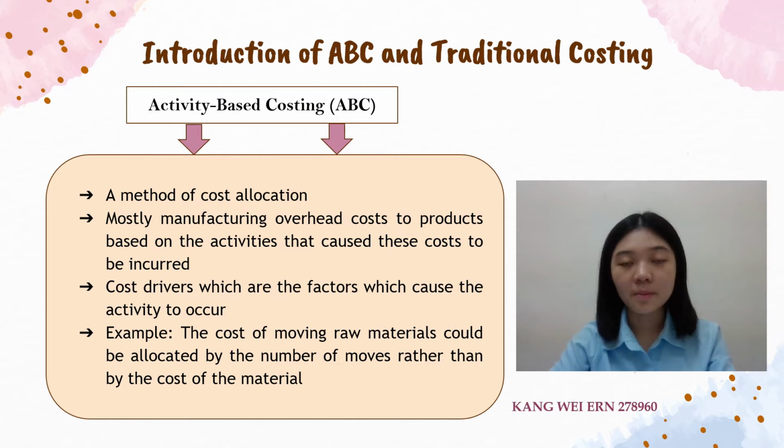Let me start with what ABC is. ABC stands for activity-based costing. Activity-based costing is a method of cost allocation. It is mostly manufacturing overhead cost assigned to products based on the activity that causes these costs to be incurred. So these costs are allocated by means of the cost driver, which is the factor that causes the activity to occur. As an example, the cost of moving raw material would be allocated by the number of moves rather than by the cost of the material, and then allocated to the product by using direct labor hours or machine hours.